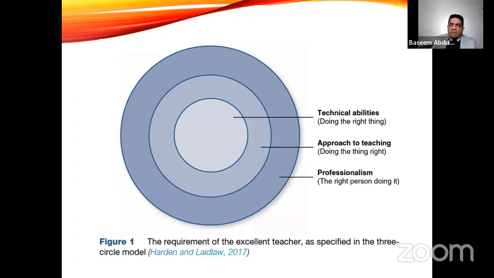We can see 3 circles. The circle in the center, with this laser pointer, the circle in the center is technical abilities, doing the right thing. And another circle around it is the approach to teaching, and doing the thing right. And the last one is professionalism, where the right person is doing it. So each circle represents a stage of medical education or the medical teacher's career.